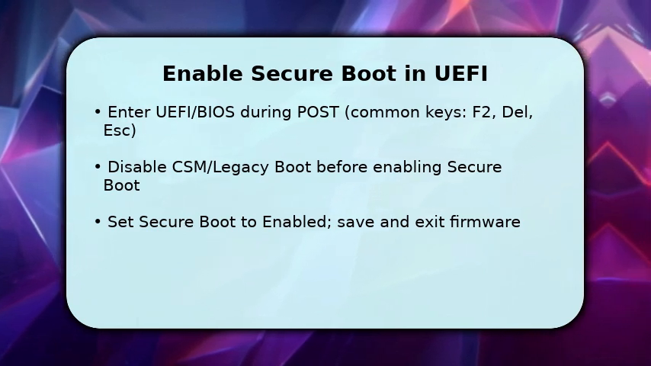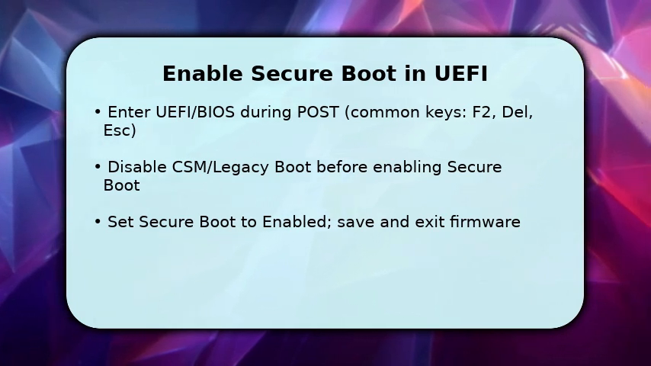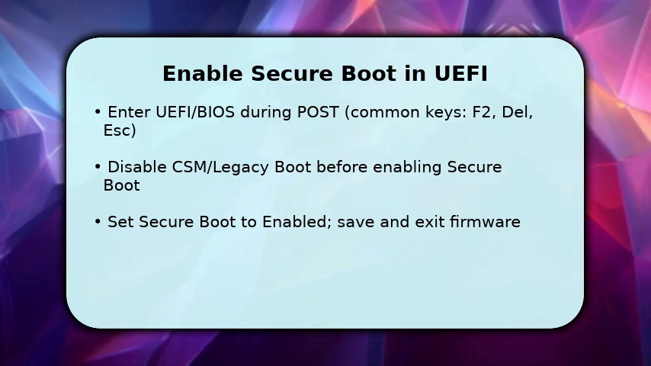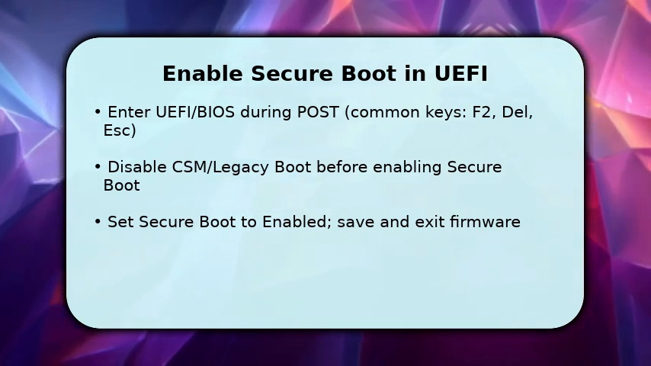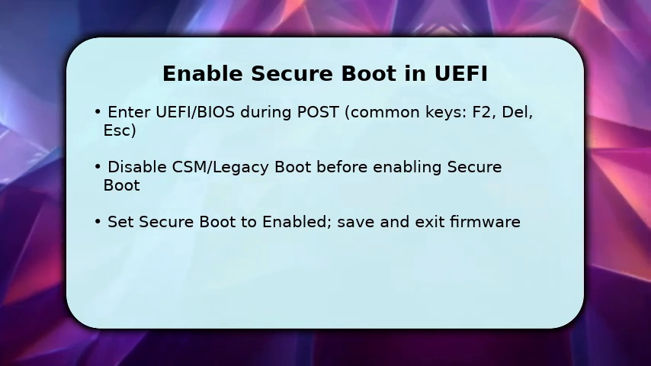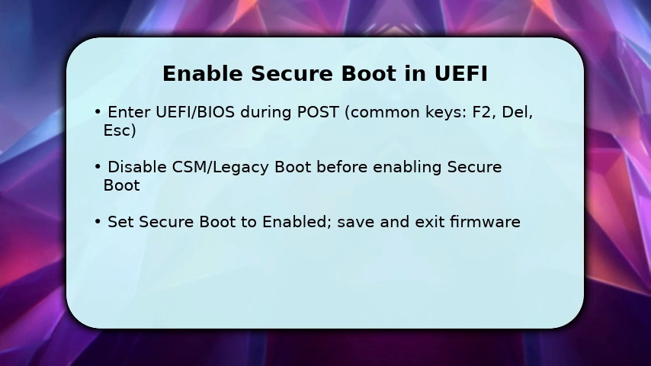Secure Boot requires pure UEFI. Next, find the Secure Boot option and switch it to enabled. If prompted, choose the Windows default key, Microsoft, or install platform keys. Select defaults unless you manage custom keys. Save changes and exit. The system will reboot and attempt to boot Windows under Secure Boot.